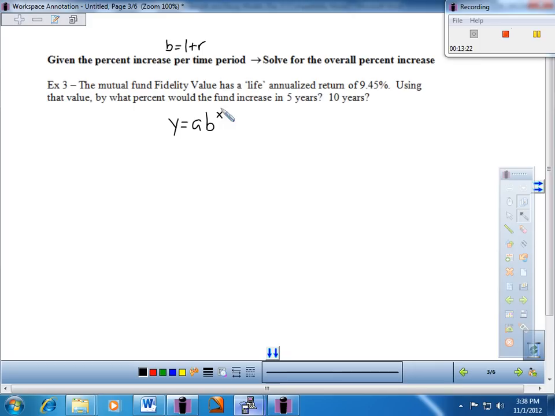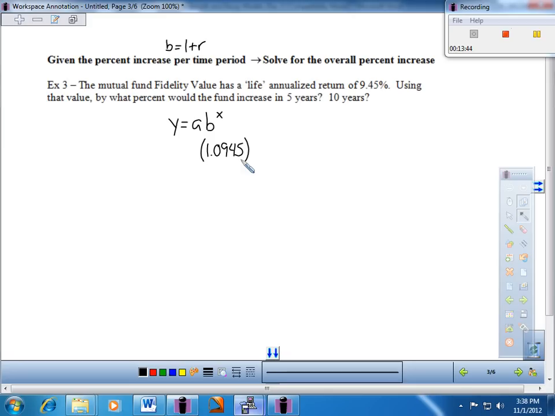And I guess the one thing that truly is given, probably the only thing as a matter of fact, is that b value. In each and every year, it's going up by 9.45%. So that is our b value as 1.0945. I hope everybody is okay with me writing that one piece into the mix.